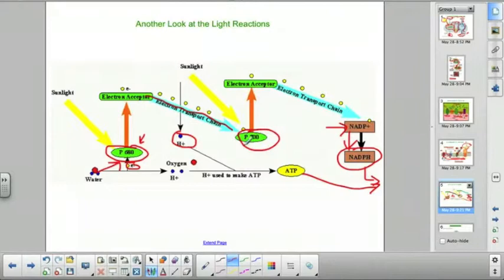Light also hits photosystem 1. Electrons get excited. They move through an electron transport chain into NADP, which forms NADPH. The protons that we created, both from the splitting of water and from the electron transport chain, are then used to generate ATP through ATP synthase. That, in a nutshell, folks, is how the light reactions work.